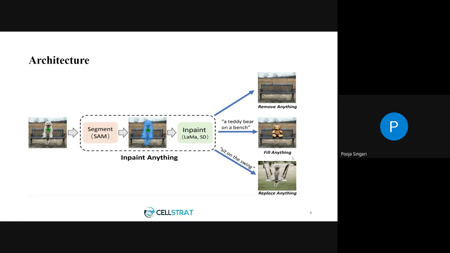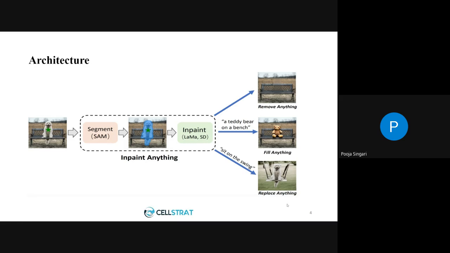The fill anything is the main area of focus while we are talking about the fashion industry, because we will be segmenting a particular clothing item, be it a dress, be it a t-shirt. We'll segment it, and we can replace it with the user's prompt. So for example, over here, the mask was with respect to the dog, and the user's prompt was a teddy bear on a bench. So the prompt replaced the mask, which is the dog, with a teddy bear. So this can be used extensively in the fashion industry.